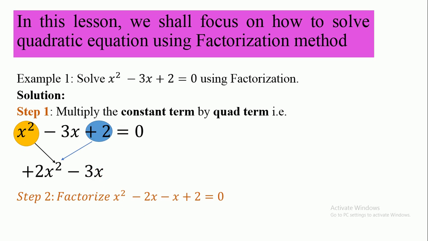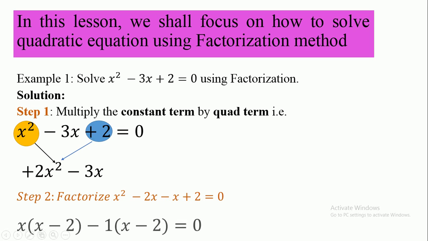After several reasoning, we're able to come up with 2 algebraic expressions, which are minus 2x and minus x. When you add them together, you have minus 3x. And at the same time, when you multiply, minus 2x times minus x, you have plus 2x squared. So you have x squared minus 2x minus x plus 2 equals 0.